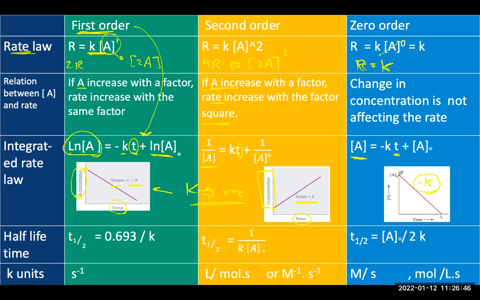And the intercept here will be the initial concentration. So if you know the order, you can write the formula, or if you know the graph, you can predict which order it will be.